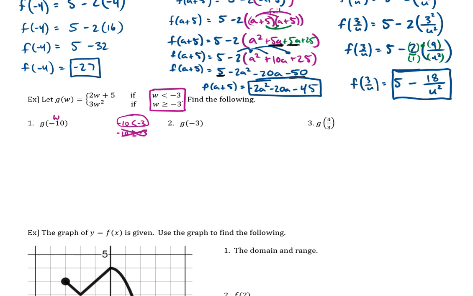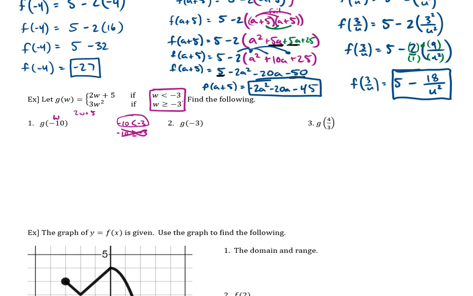Negative 10 is not greater than negative 3. So what this means, and this is just scratch work, is that I want to use the piece that had this true inequality. So I should use the 2w plus 5. Okay, that's the one I should use, so I'm going to put that right above on this problem. That's the one I should use for this step.